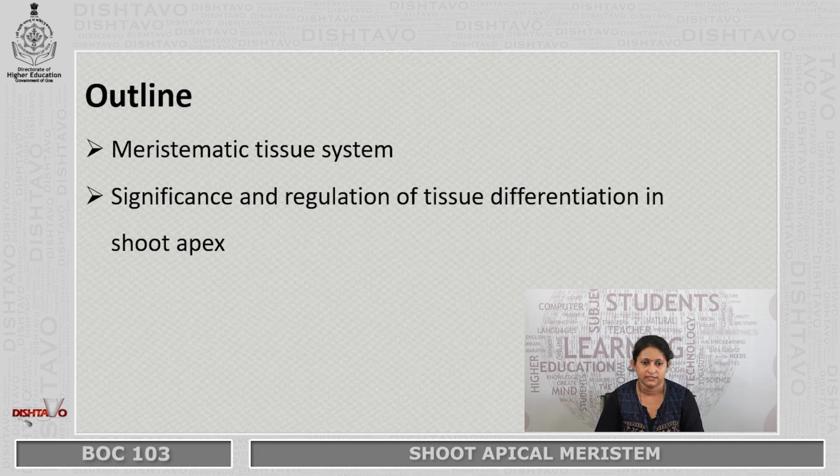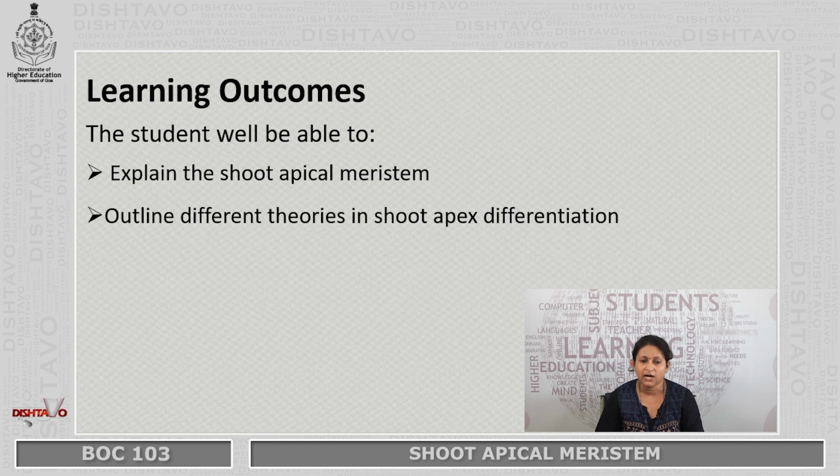Outline: meristematic tissue system, significance and regulation of tissue differentiation in shoot apex. Learning outcomes: the students will be able to explain the shoot apical meristem and outline different theories of shoot apex differentiation.